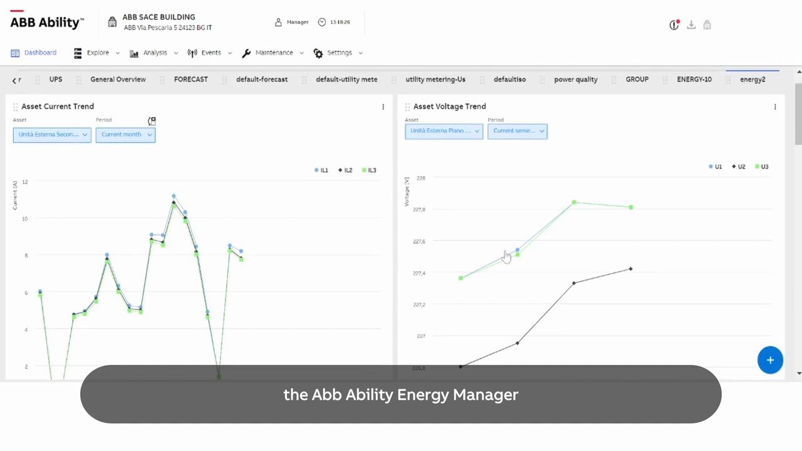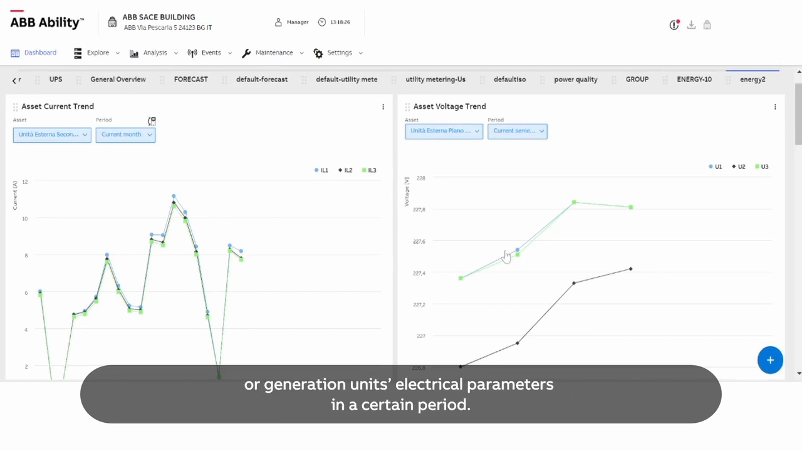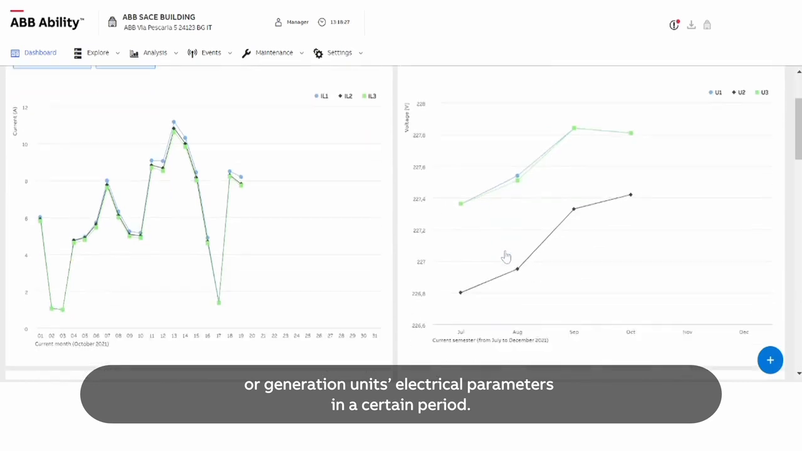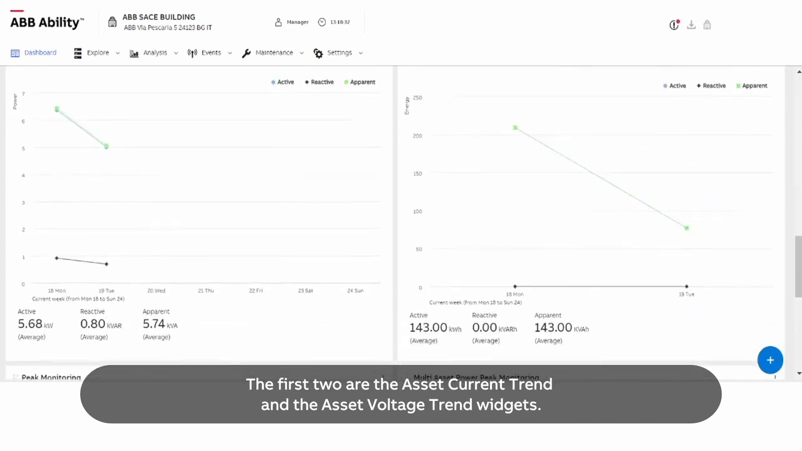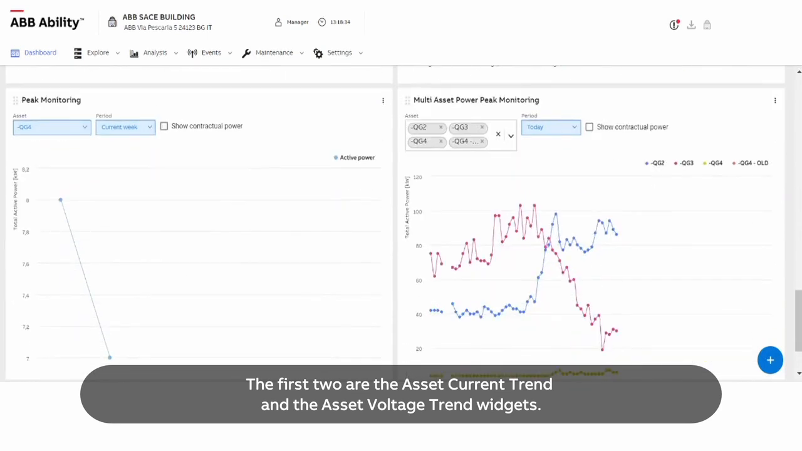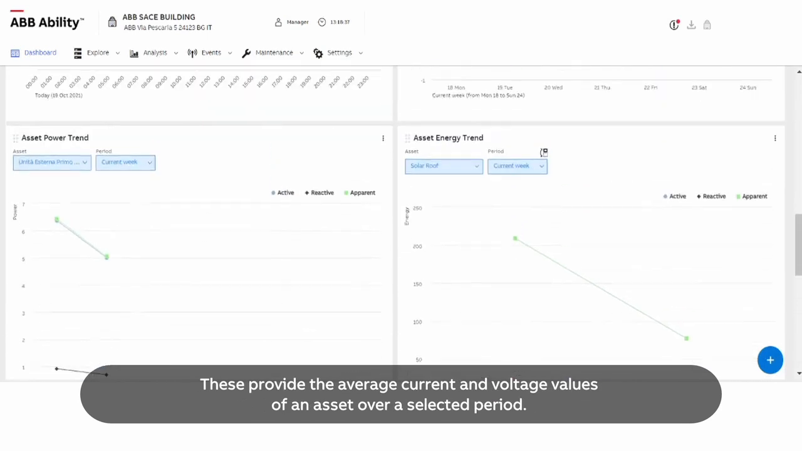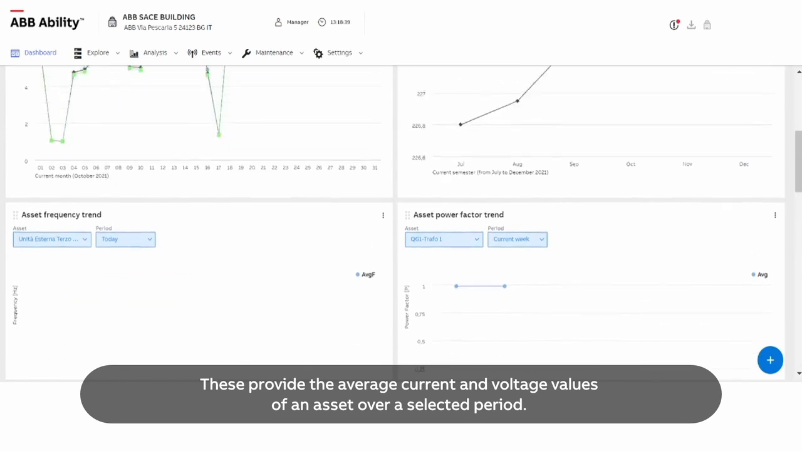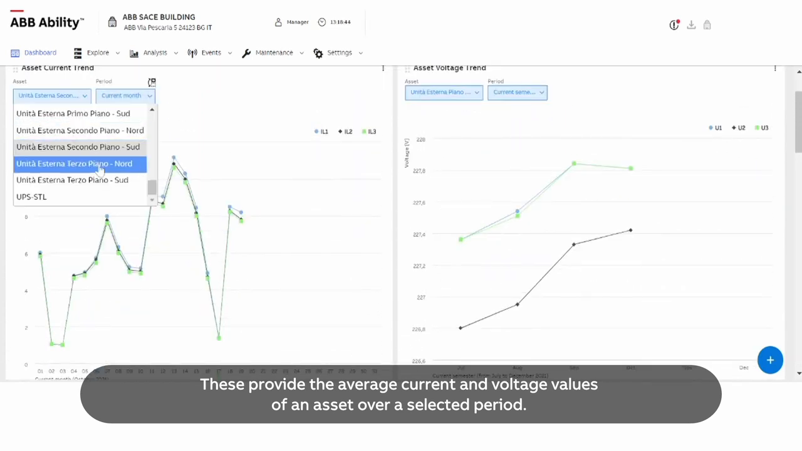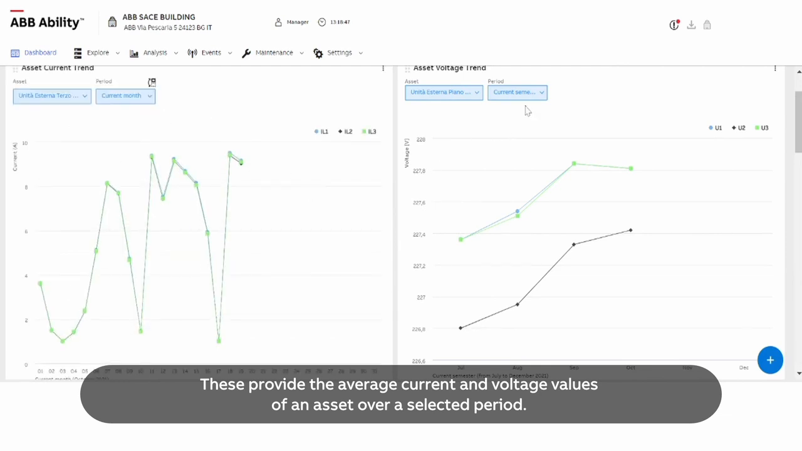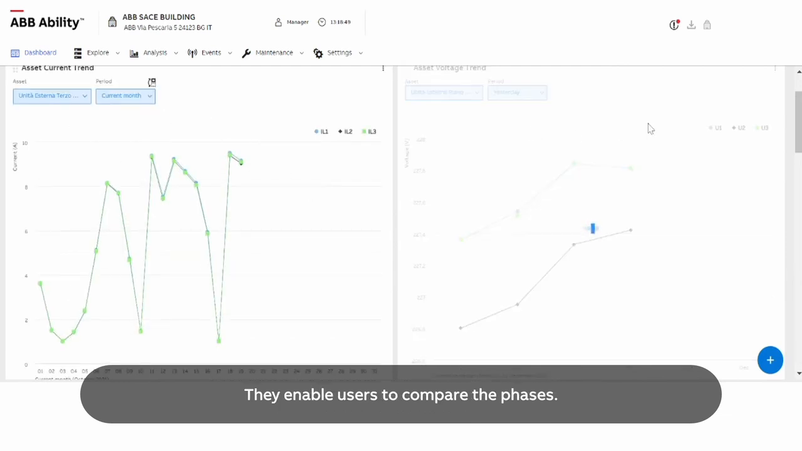The ABB Ability Energy Manager has a series of pre-configured widgets that allow you to monitor your main consumption or generation unit's electrical parameters in a certain period. The first two are the Asset Current Trend and the Asset Voltage Trend widgets. These provide the average current and voltage values of an asset over a selected period. They enable users to compare the phases.